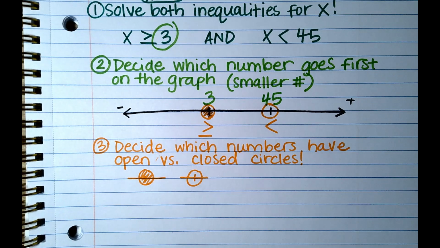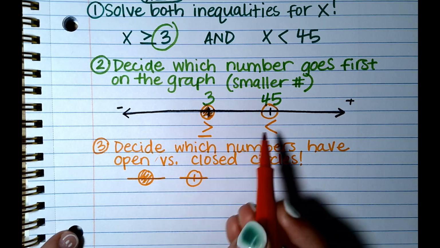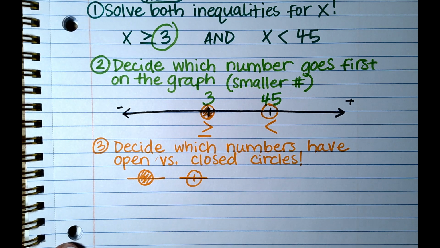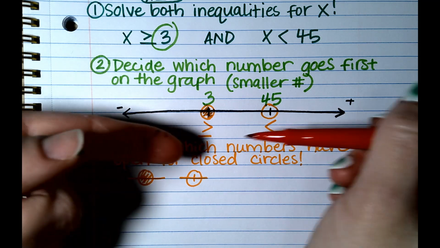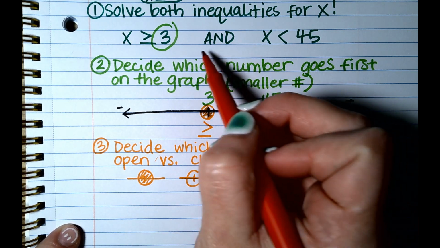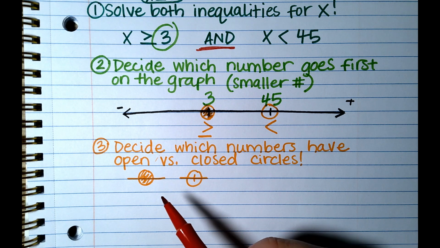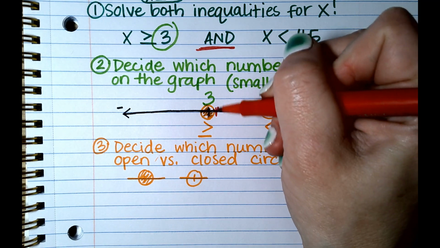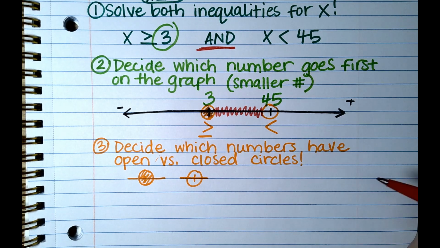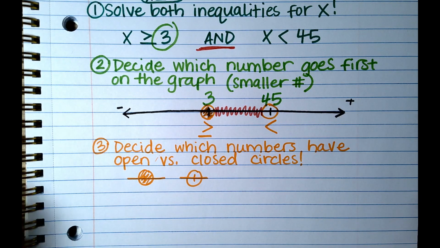And we have one more step. What's the last step? The shading. We want to see which way does the arrow point. That's going to tell us which way to shade. Are these pointing towards each other or away from each other? Towards each other. They're pointing into each other. This is also an and inequality. That's also going to give you a hint. If it says and, you're always shading in the middle. If it says or, you would shade outside.